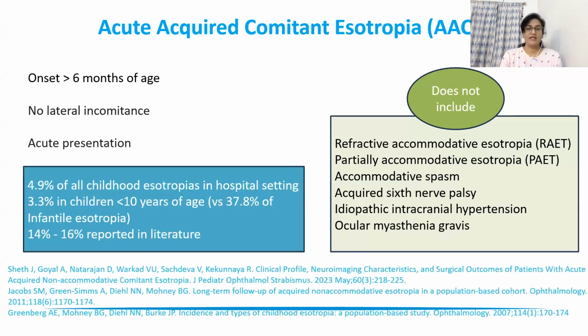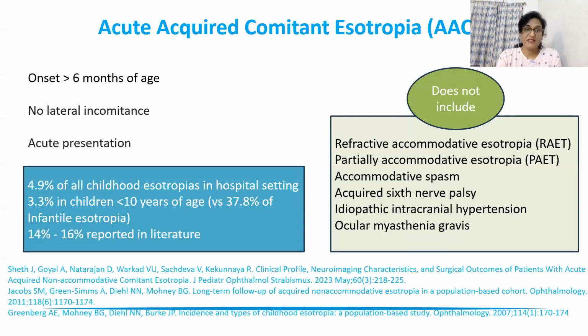But when we look at this entity of acute acquired comitant esotropia, how frequently do we see it in our clinics? One of the studies which studied the largest number of such conditions was the one done by Seth et al., where they said that approximately 4.9% of all childhood esotropias in a hospital setting would be acute acquired comitant esotropia. Out of this, 3.3% of children were found to be less than 10 years of age.